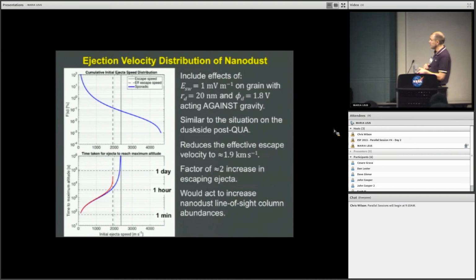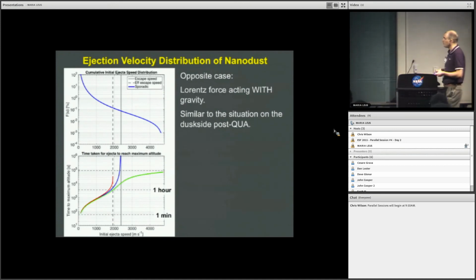And you can see that it reduces the effective escape velocity, which is what you'd expect, by quite a bit. It goes from 2.4 kilometers per second down to 1.9. That gives you about a factor of 2 increase in the escaping ejecta, just to give you an idea of how that affects the distribution. So you'd expect this would act to increase the nanodust line of sight column abundances, because the dust is spending longer above the surface.